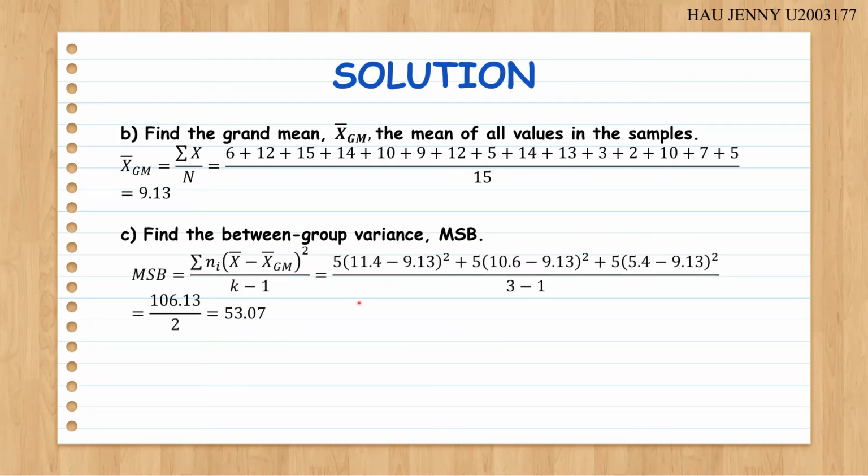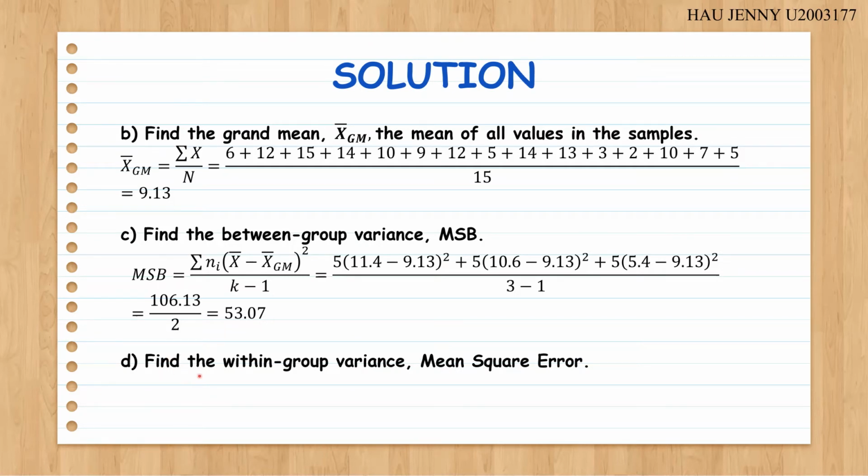Next, find the between group variance, MSB. The formula of MSB is the sum of n sub i times (x bar minus x bar sub GM) squared, divided by k minus 1, equals 5(11.4 minus 9.13) squared plus 5(10.6 minus 9.13) squared plus 5(5.4 minus 9.13) squared, divided by 3 minus 1, equals 106.13 divided by 2 equals 53.07.